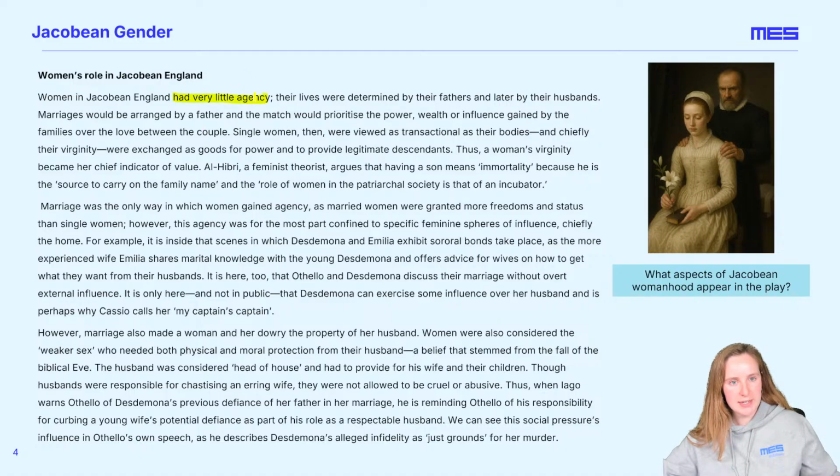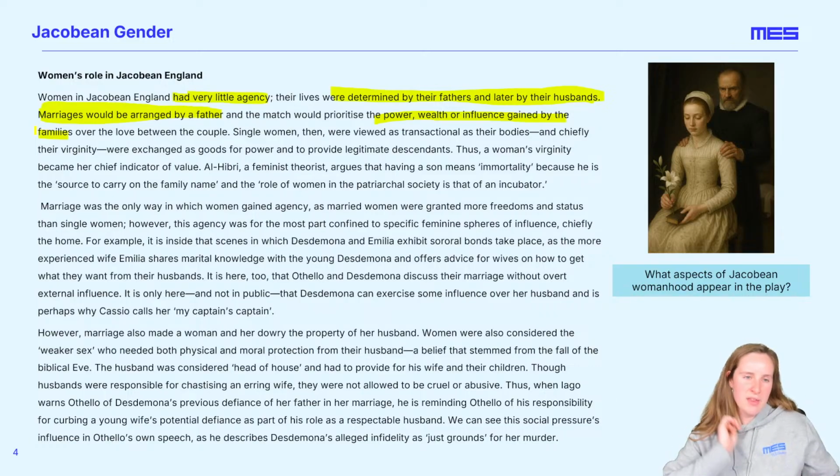Well, first we have this idea of little agency, right? And the idea that fathers and husbands controlled women's fate. We do have this idea as well of marriage meant to be arranged by a father to prioritize these things, which perhaps suggests why Brabantio and Othello's relationship is so unusual. It's because their marriage goes against and subverts and resists these expectations. It's not arranged by the father, rather secretly behind his back in the middle of the night.